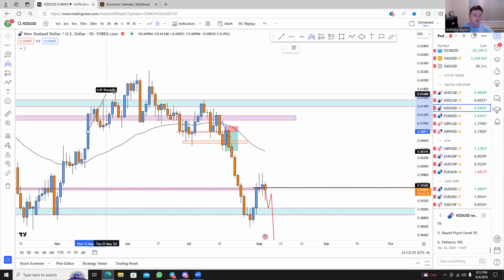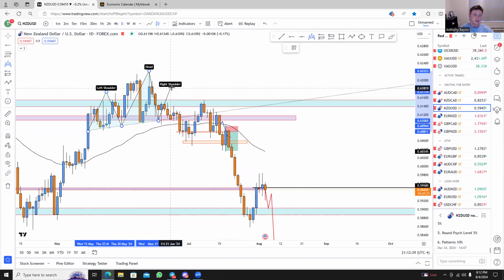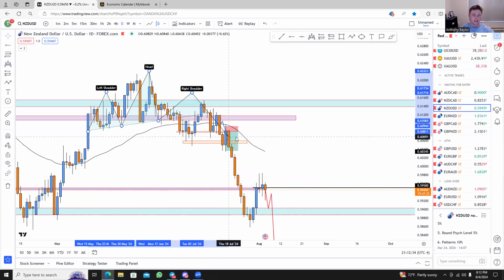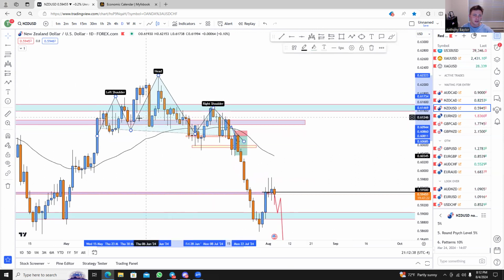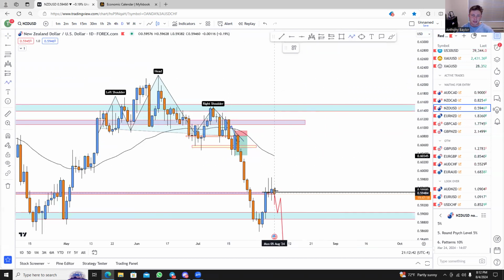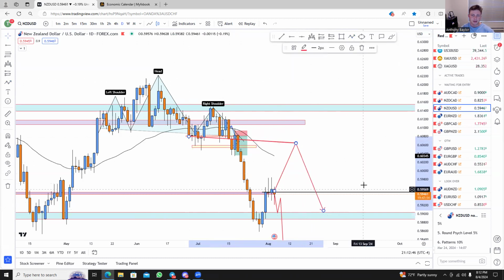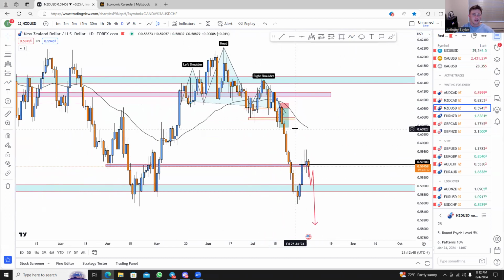Oh, I can write it off right here. Boom, boom. Oh, I messed that up, but you can see the point. Or you could stretch it over all the way over here. And that could be your head and shoulders as well, right there. So like I said, what I wanted to see was it come up, retest this neckline, and then come back down. That's what I was hoping for.